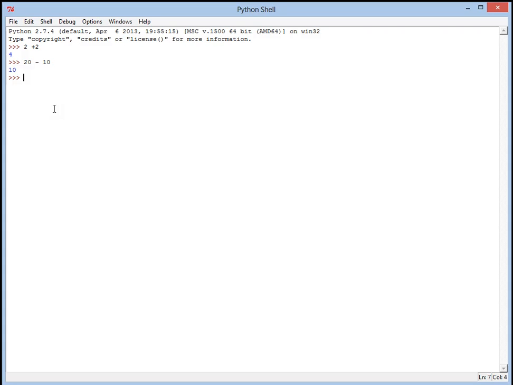Now you also have multiplication, and you have division as well. And all that works as advertised, just like in math class. You know, your addition, subtraction, multiplication, and division. And you can even do negative numbers, and it'll do that math for you too.